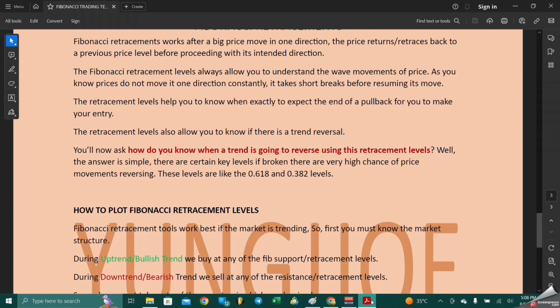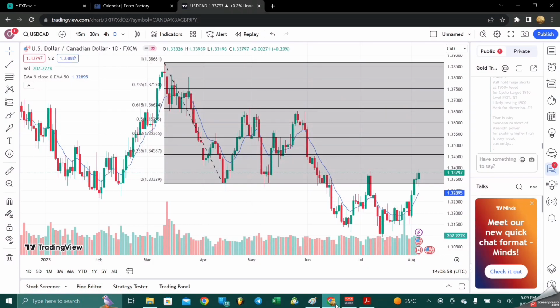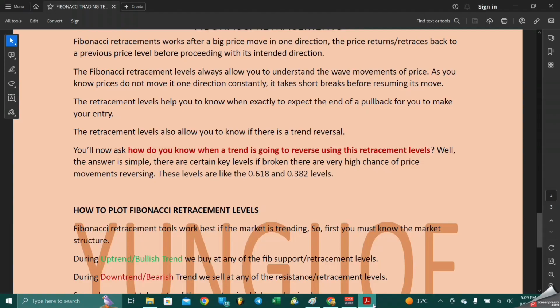The retracement level also allows you to know if there's trend reversals. How do you know if there's a trend reversal? There's key levels we look at. Let's say, for example, we look at between this 0.382 and 0.618 ratio. If prices go past 0.618 ratio, high probability I wouldn't trade, because if it goes past this, high probability it will be a reversal. So I'll just leave it there. If it passes 0.618 ratio, I usually leave it. I don't trade.